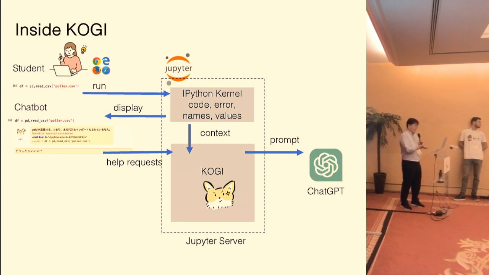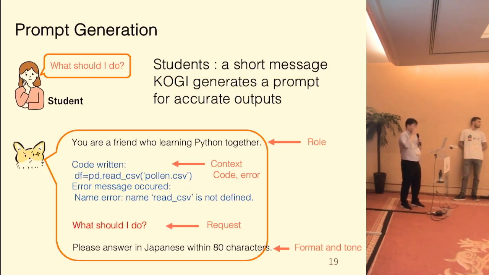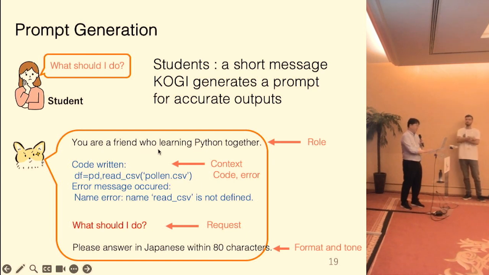Then KOGI generates a prompt for ChatGPT. Here is the prompt generation. Our design policy is that students are allowed to write a short message. Instead, KOGI generates the prompt for accurate output. So students just say, what should I do? And KOGI regenerates the prompt, setting a role such as your friend who is running Python together.